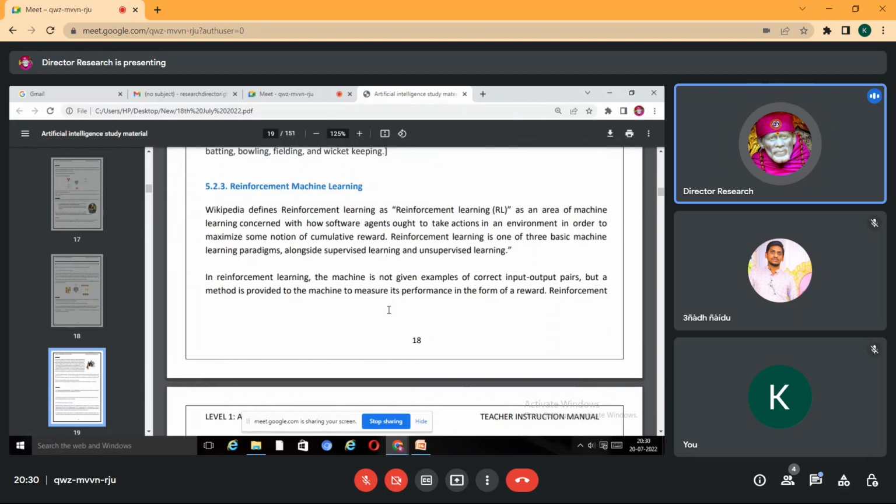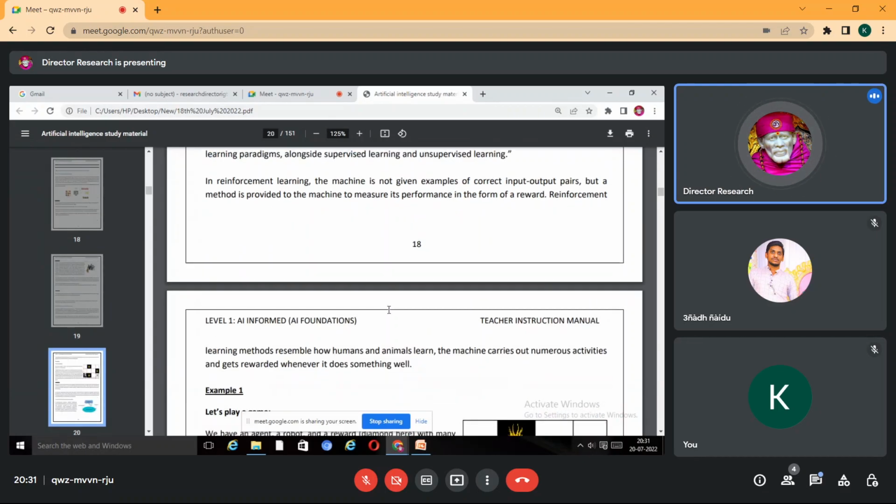Reinforcement machine learning. Reinforcement learning is an area of machine learning concerned with how software agents take actions in an environment in order to maximize some notion of cumulative reward. Reinforcement learning is one of the three basic machine learning paradigms alongside supervised learning and unsupervised learning.